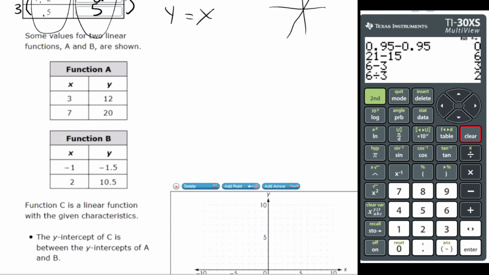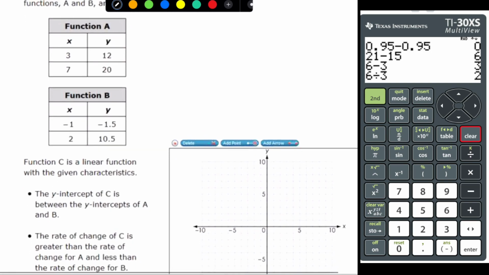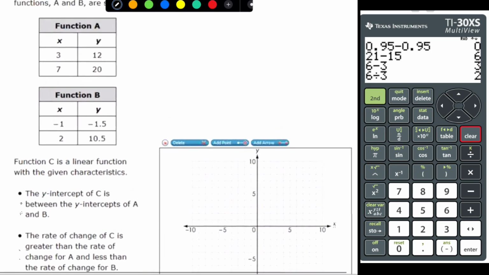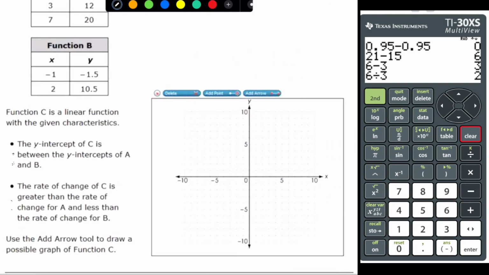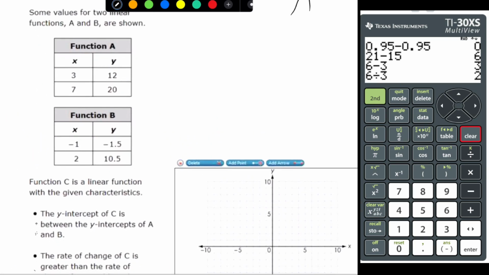Some values for two linear functions a and b are shown. So we have function a, we have function b. Function c is a linear function with the given characteristics. The y-intercept of c is between the y-intercepts of a and b. The rate of change of c is greater than the rate of change for a and less than the rate of change for b. Use the add arrow tool to draw a possible graph for function c. This is a very involved question. So we have to approach this 3 ways.